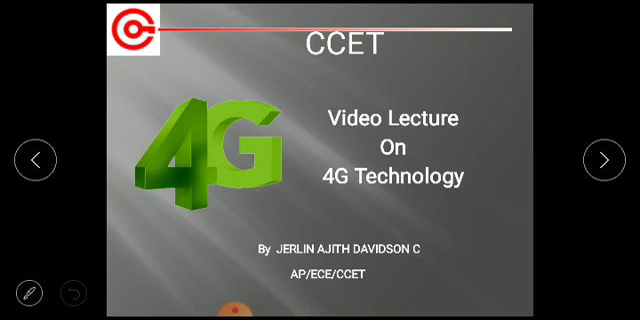So now we are going to see some overview of 4G technology. We already discussed in the class about the 4G technology. Again, we are going to revise the topic, that is the overview of 4G technology, right?